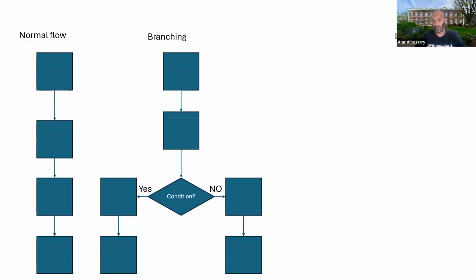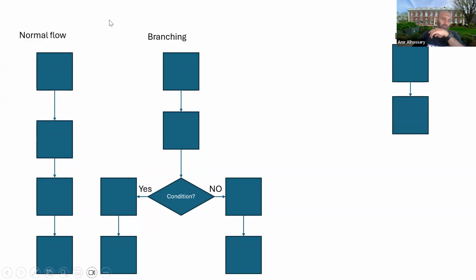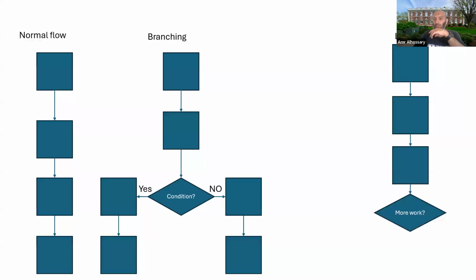The second case is called looping. One instruction, another instruction, a third instruction. And then, do we still have more work? If yes, we will repeat some of them. This instruction, and then ask, do you still have more work? If yes, we'll go again. This instruction, and ask more work. Until there is no more work, we will exit the loop and continue.